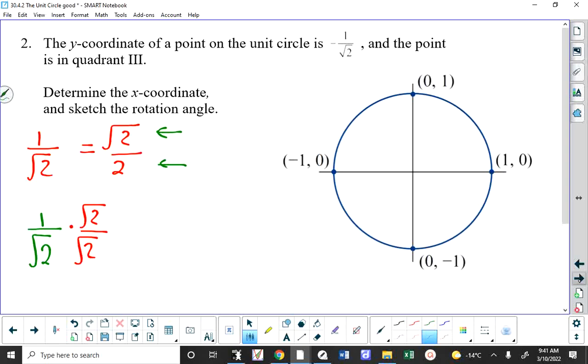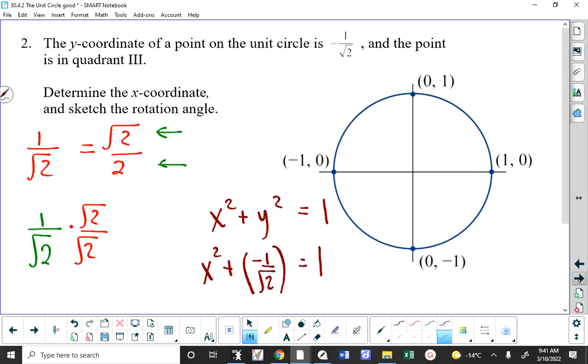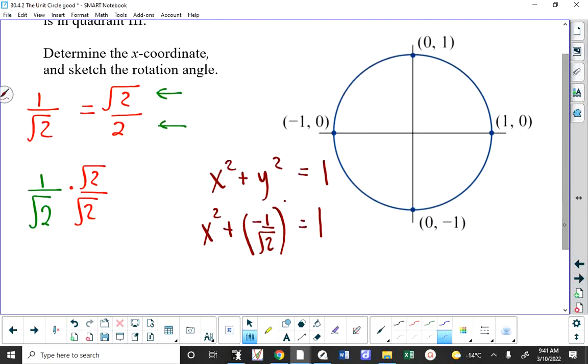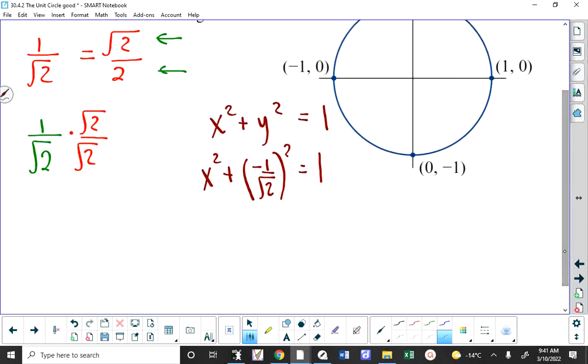Okay? So getting back to this question now, the y-coordinate is negative 1 over root 2. What is the x-coordinate? We can write x squared plus y squared equals 1, because on the unit circle the radius is 1, and the radius squared is 1. So with the y-coordinate known, x squared plus (negative 1 over root 2) squared equals 1. My apologies, I need a square on the negative 1 over root 2. Again, without the calculator, I can square the top of this fraction and get positive 1, and when I square the bottom, I get 2.